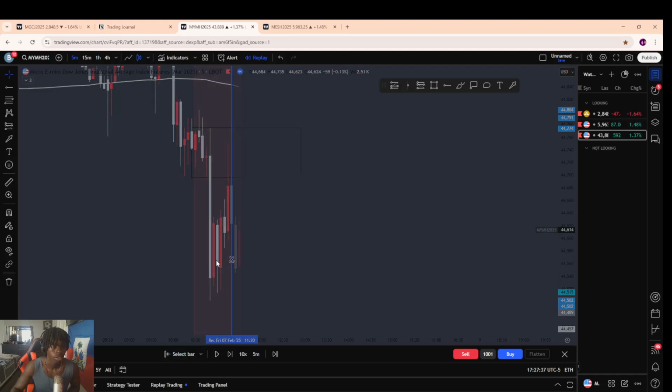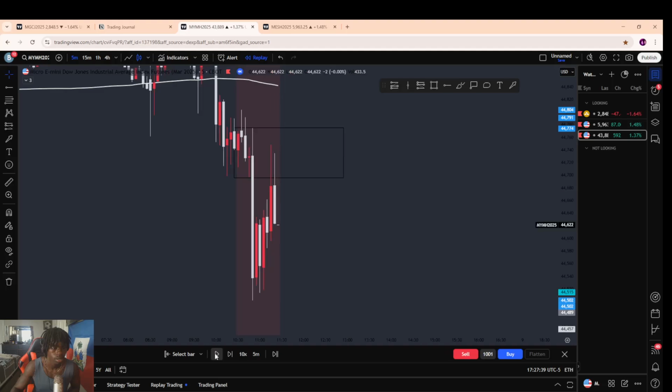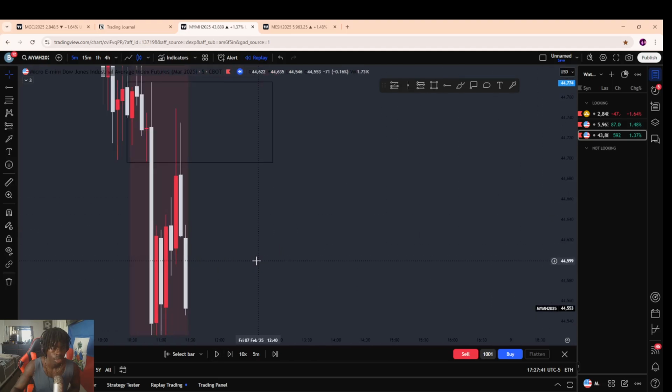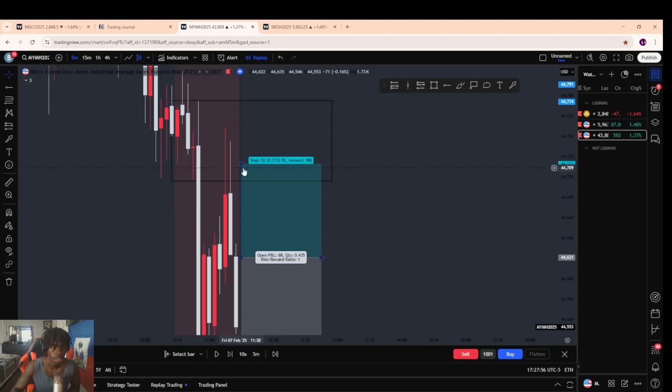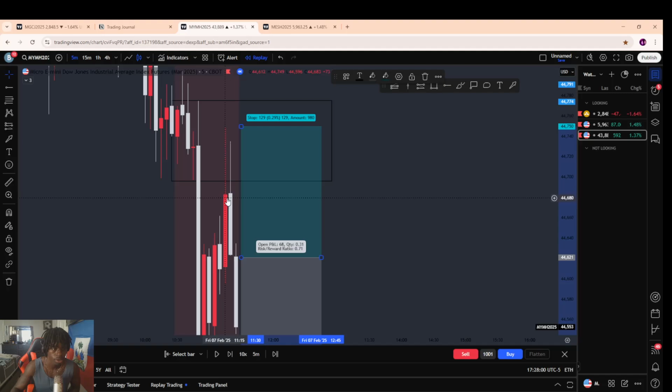Hold on, I'm trying to show you guys my entry. Okay, so I got in as soon as this candle broke. See, this candle didn't go below this candle, so I didn't enter. I was waiting for the next candle break. So this candle went below this candle, so I got in as soon as it went below it. My stop loss is the highest wick that touched the zone, which is this red candle right here.